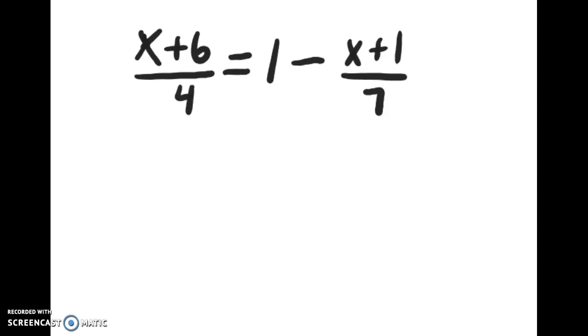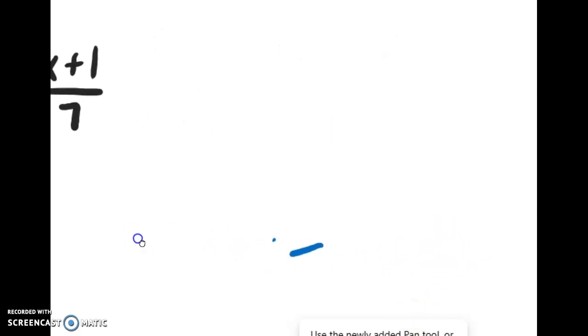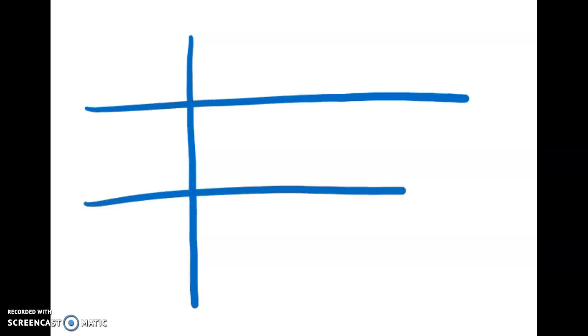So we have denominators of 4 and 7. So I want to find out what would be my least common multiple. So I'm going to create my least common multiple table. And let's do that over here. The two denominators that I have are 4 and 7.